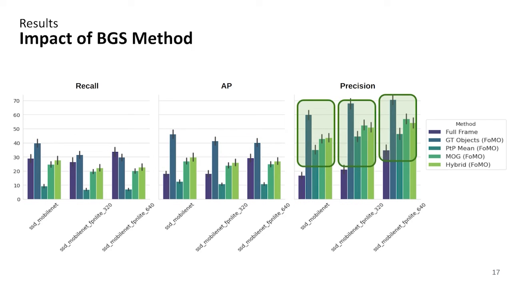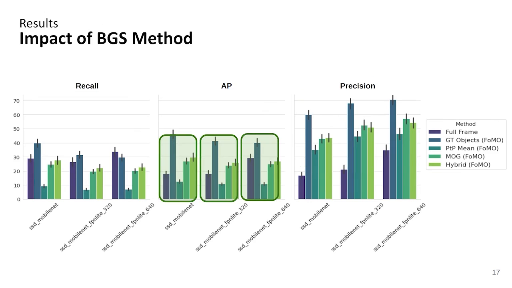On the other hand, these results show what can be expected by using a more or less accurate background subtraction method. The mixture of Gaussians and the hybrid methods are close on all metrics. Again, precision is where FOMO seems to provide larger benefits, especially for the small input size models. Both MOG and hybrid outperform baseline's precision by a factor of 2 when using the smaller models, and close to 50% for the larger model.